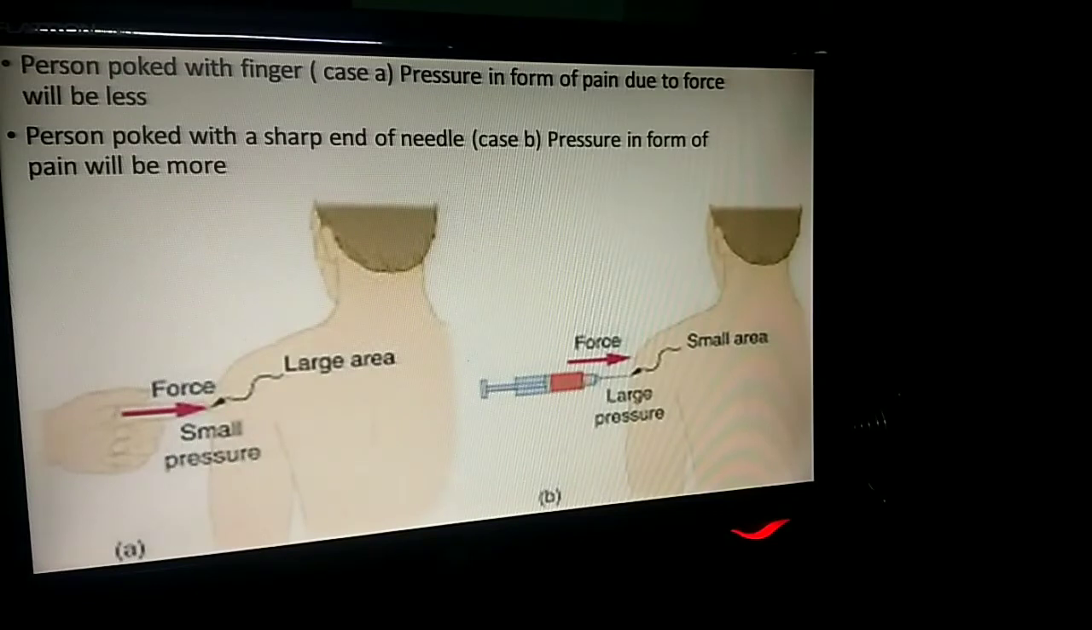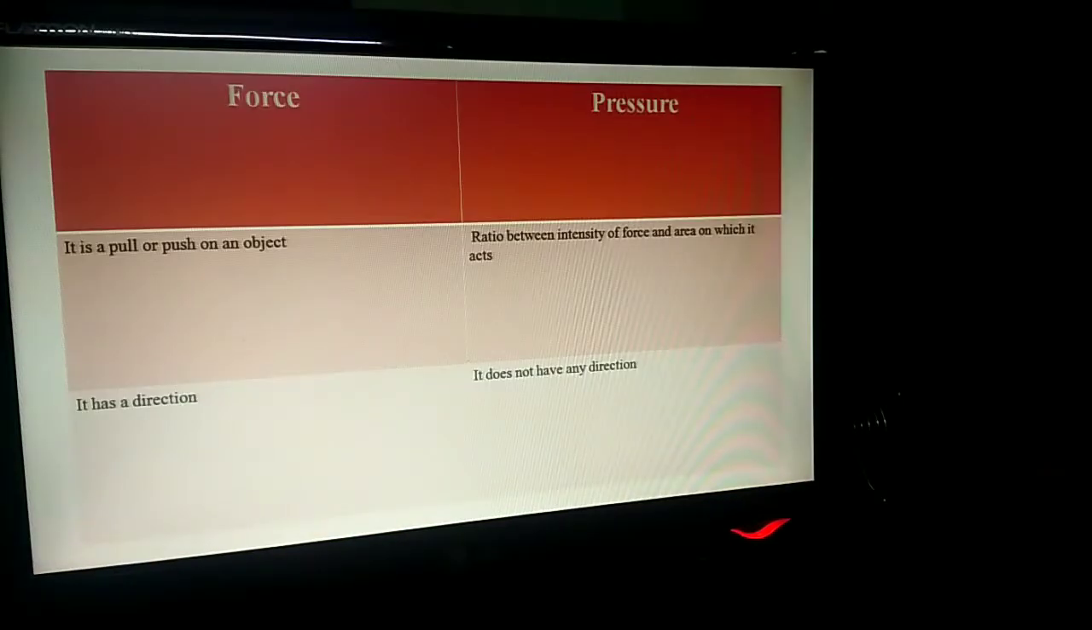Now in this example, a person is poked with a finger. Pressure in the form of pain due to force will be less, whereas in the second case, a person is poked with the sharp end of a needle. Pressure in the form of pain will be more.